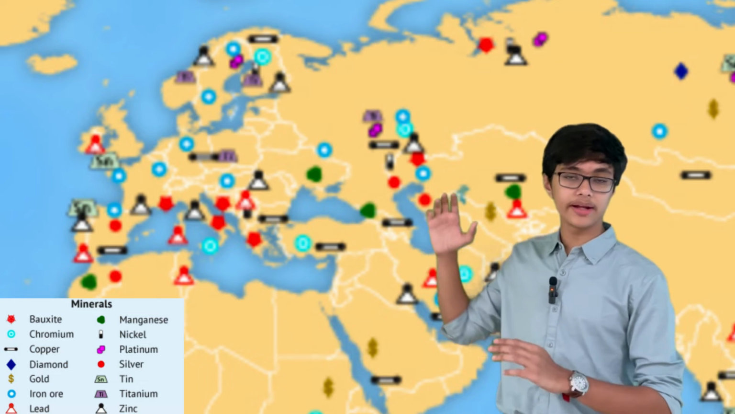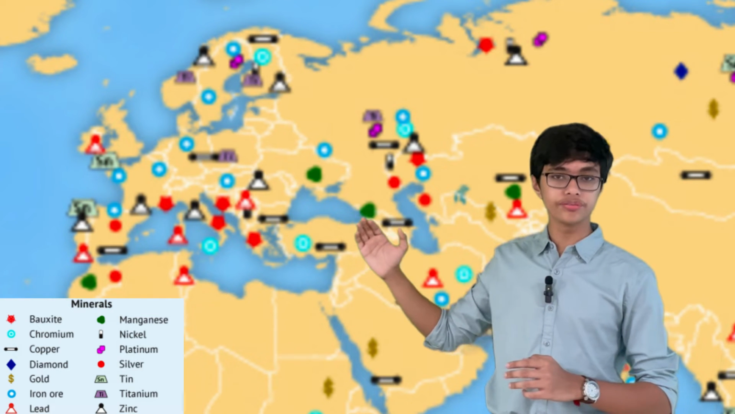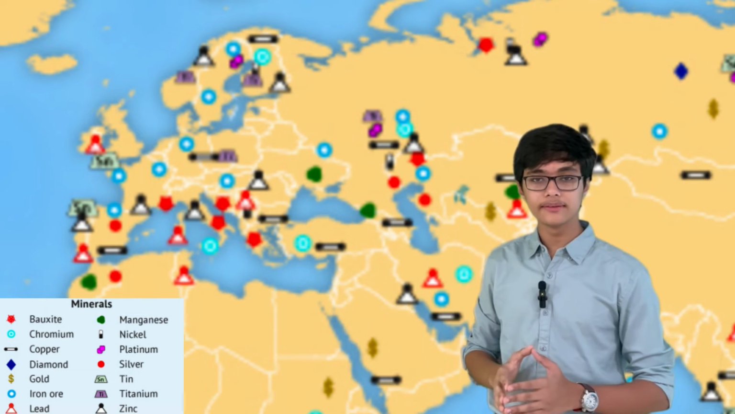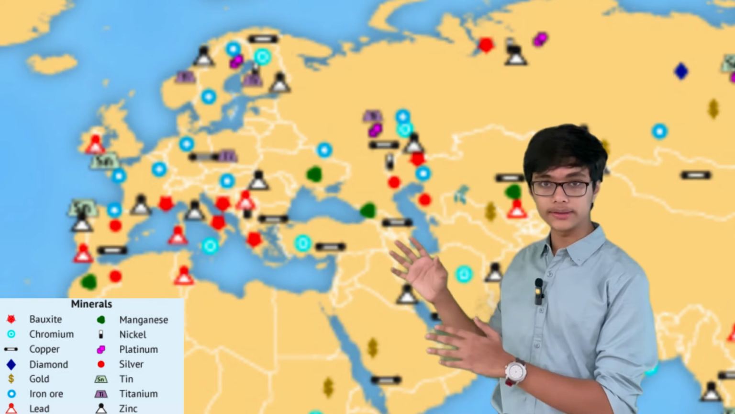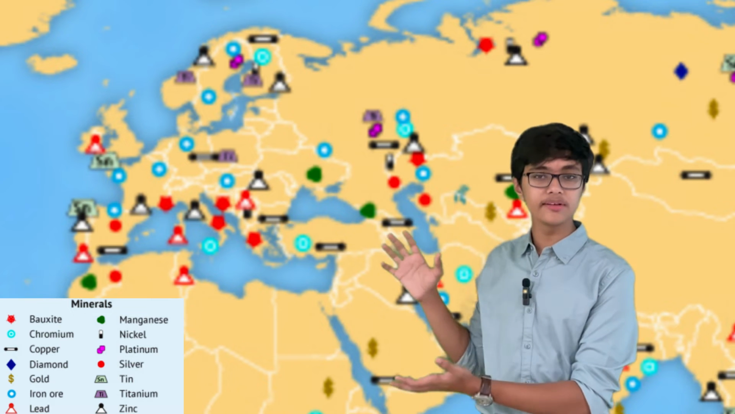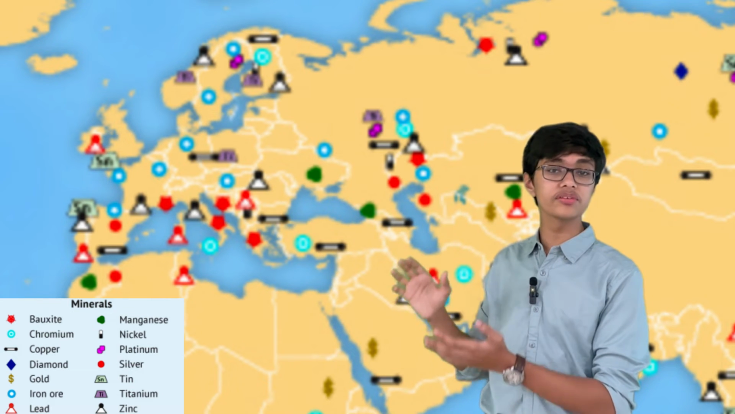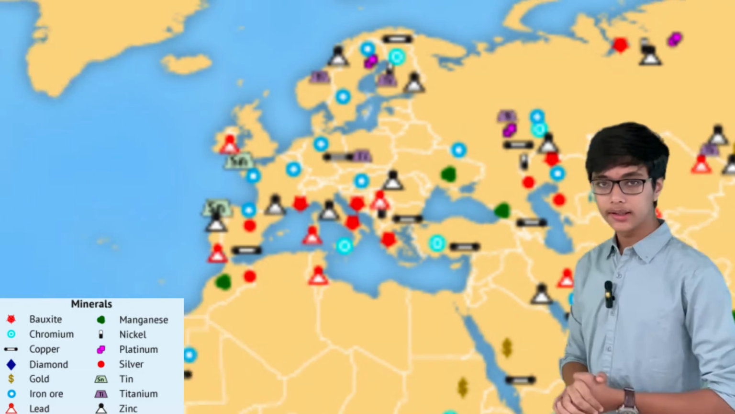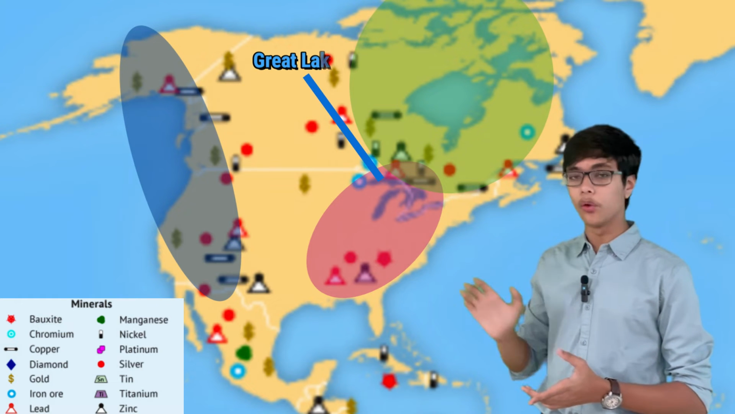Now, in places like Russia and some parts of Ukraine and Belarus, there is also a concentration of oil or petroleum, as you'll notice here. So that is for Europe. It's pretty simple. It is the largest producer of iron ore in the world. Now, let's take a look at North America.